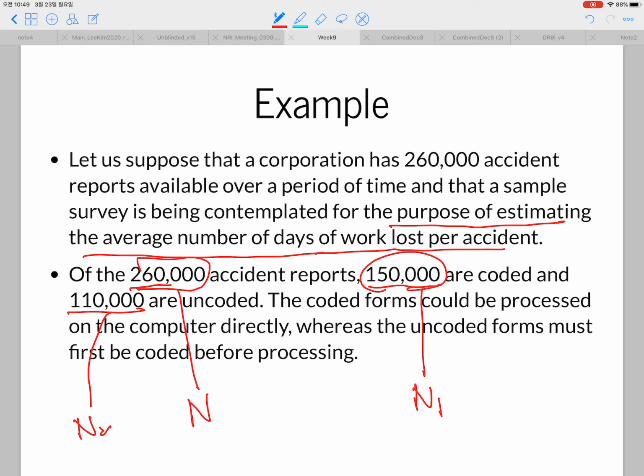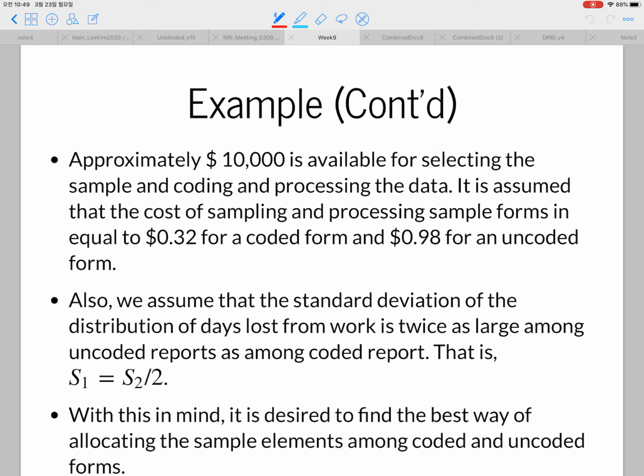And the coded forms could be processed on the computer directly, whereas the uncoded forms must first be coded. So the cost will be higher for the uncoded, right? So the total budget is $10K, and it is assumed that the cost for the sampling and processing for the coded one is cheaper, right? And for the uncoded one, we have to do coding first, so this would be C1 and C2.